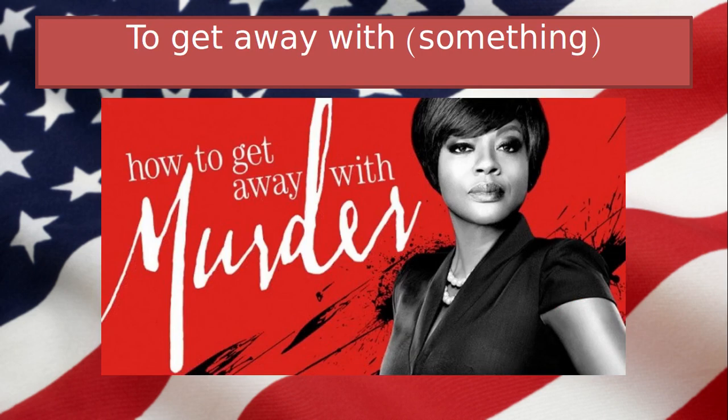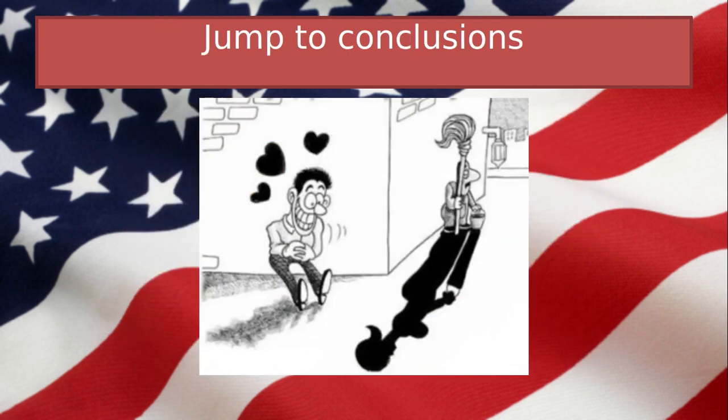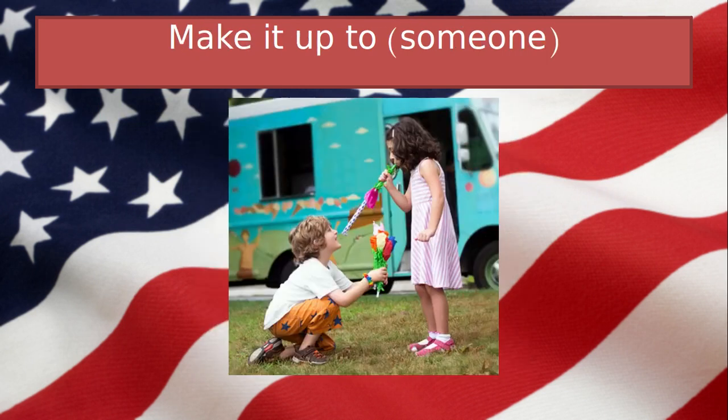To get away with a crime usually is when you are not punished for it. To walk out on someone means to abandon that person. Jump to conclusions is when you don't have all the facts, but you get to a conclusion anyways. Make it up to someone. When you make a mistake and the other person is mad at you, you have to think of a way to make it up to that person. So you have to please that person in a way.